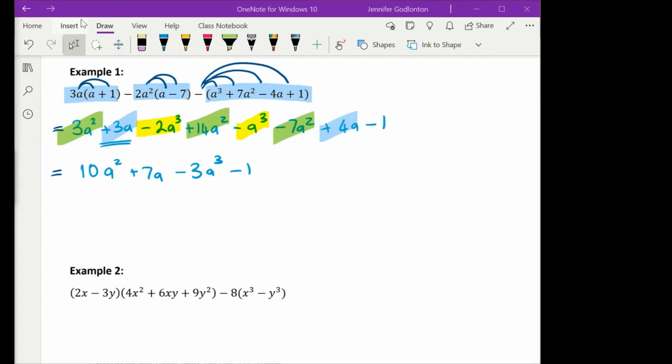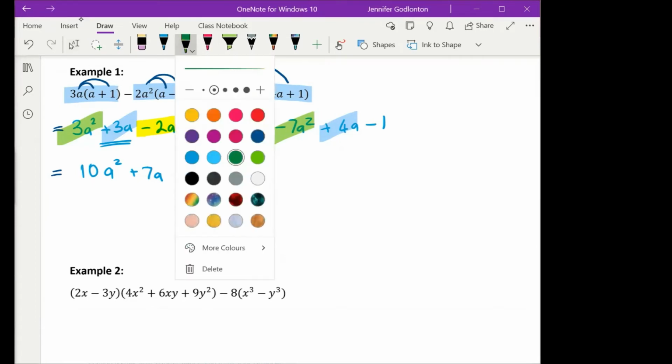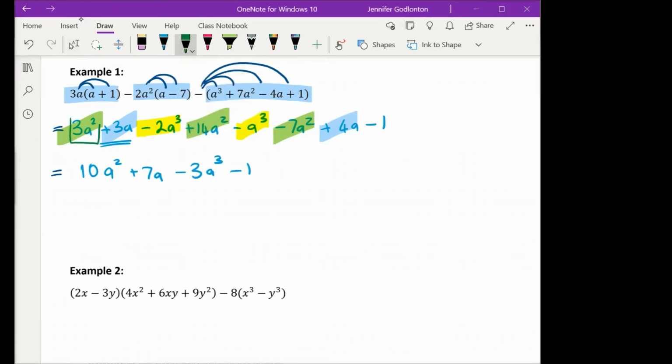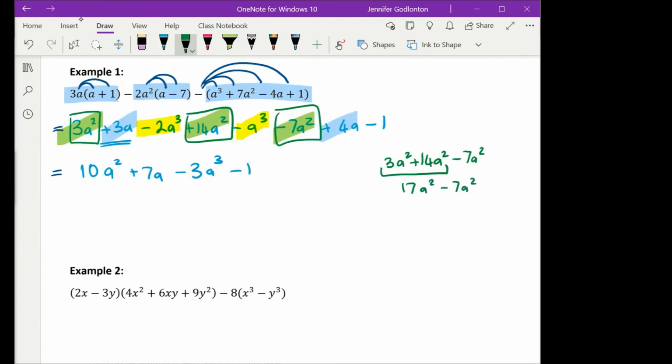Okay, so the 10a squared happened. Sorry, I just have a question that's zoomed in here. The 10a squared happened because we had 3a squared, plus 14a squared, minus 7a squared. 3a squared plus 14a squared gives us 17a squared, and then we're subtracting 7a squared, so our final answer becomes 10a squared.